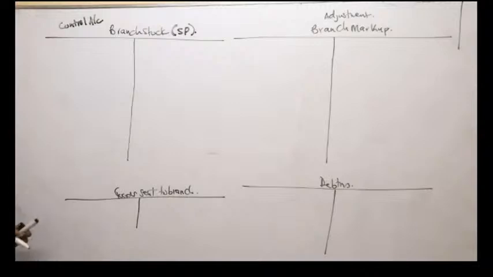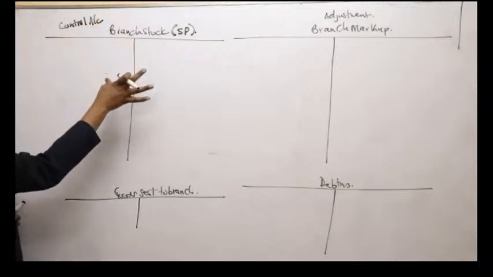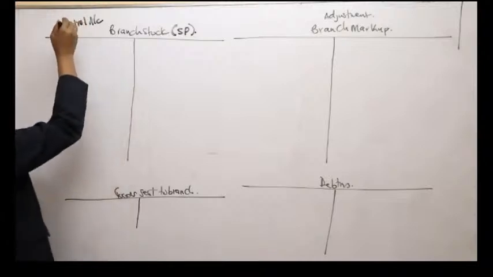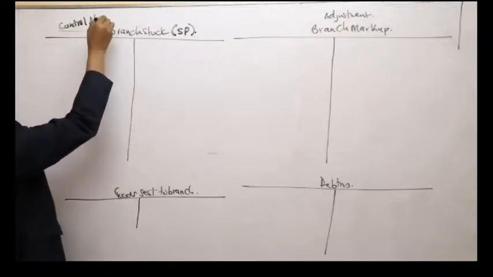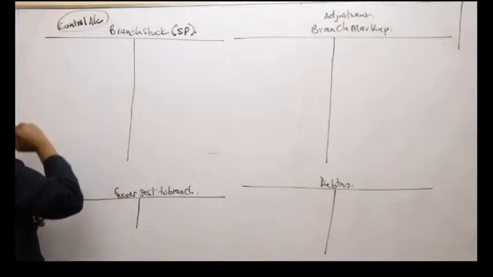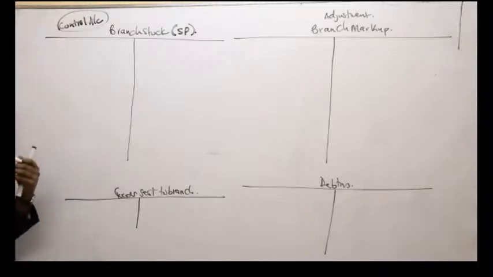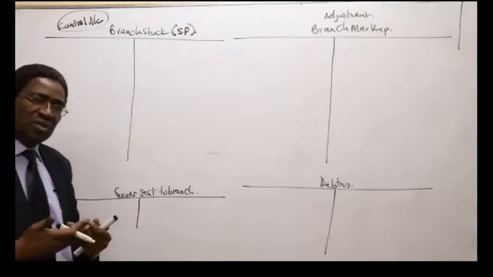They would want to know whether the branch is doing the right thing or not. So they will keep an account called the branch stock account, which, as I have said, is a control account. It acts as a control account for the goods with the branch.